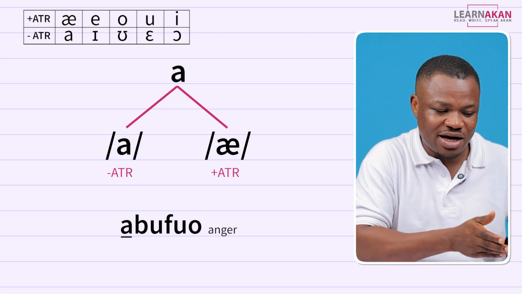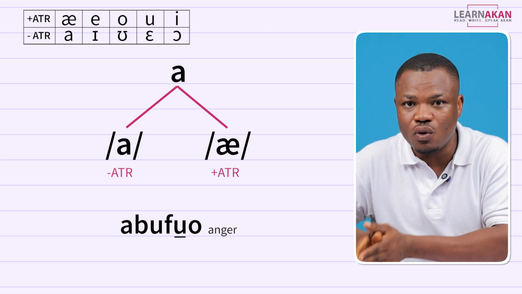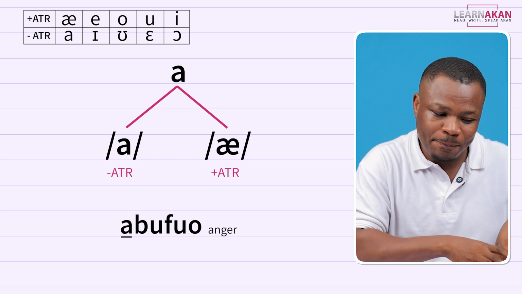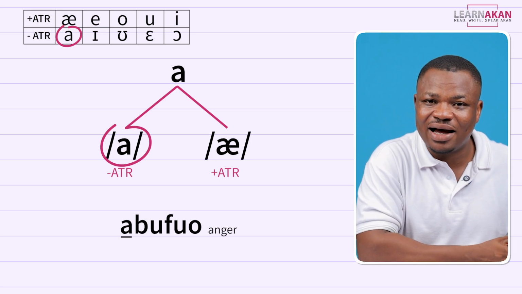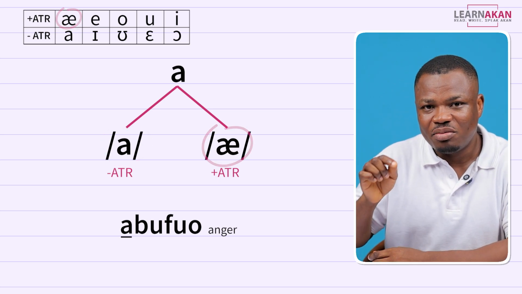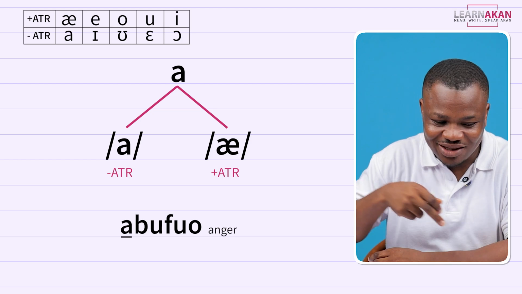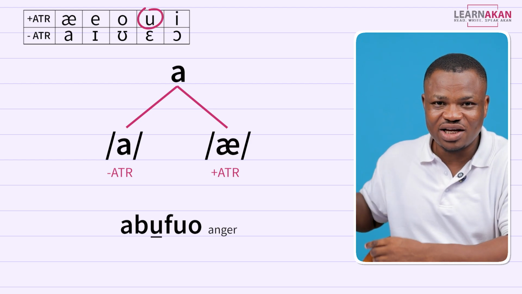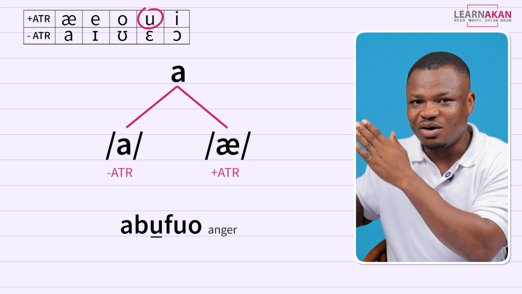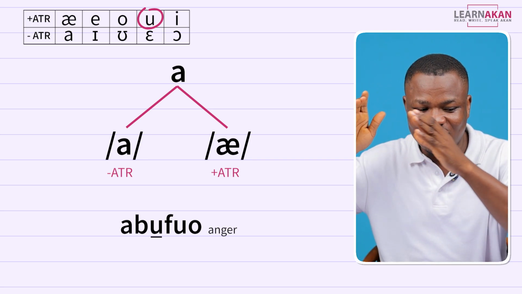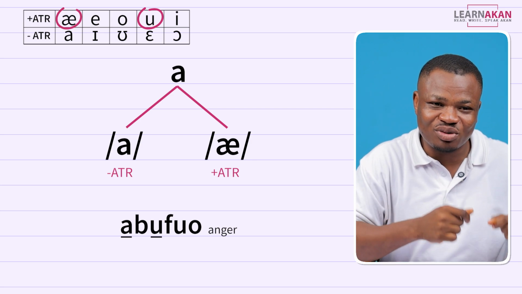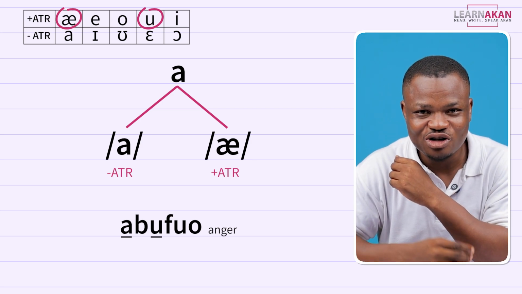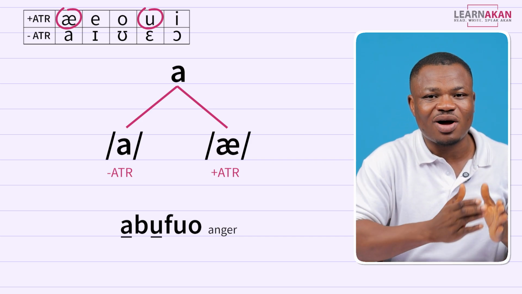So even if we take this ebufu as an example, when you spell it, you have a in front, so there's a, b, u, f, u, right? So we are unable to tell whether the initial a should be pronounced as the regular a or as e. But then the next vowel that comes after this initial a is u, and we know u is from the plus ATR set. And once that is established, then the initial a will most likely be pronounced as e, from the plus ATR set. So we have ebufu instead of abufu.